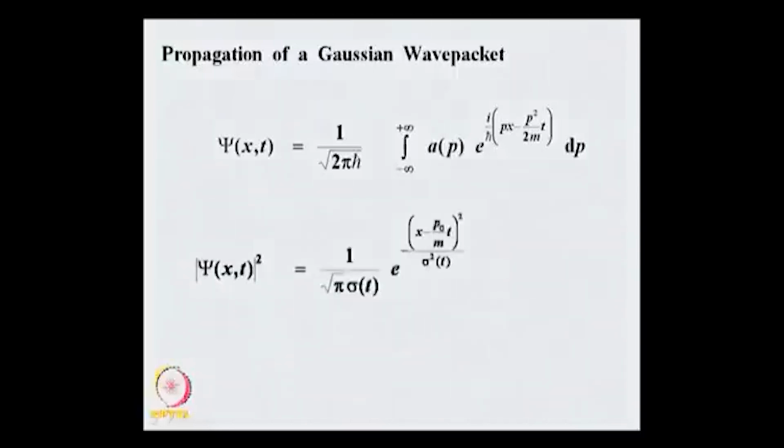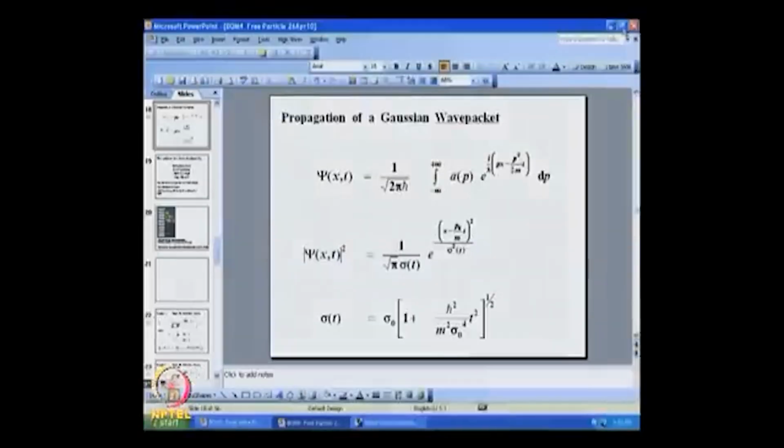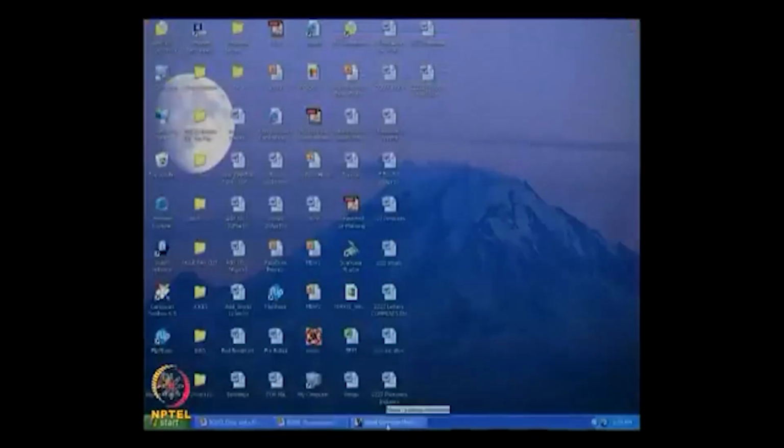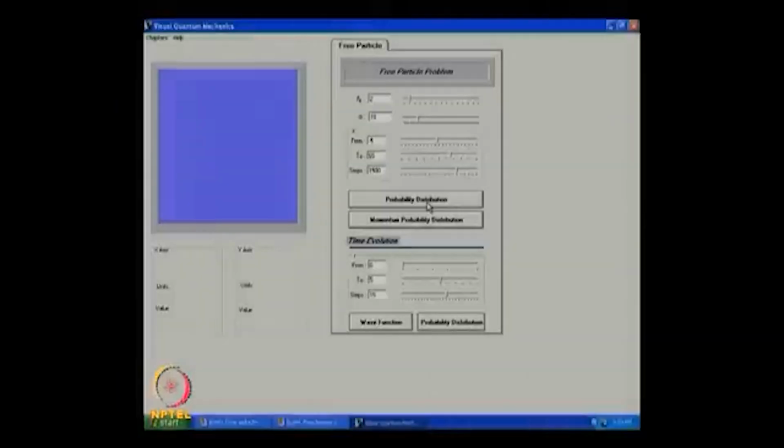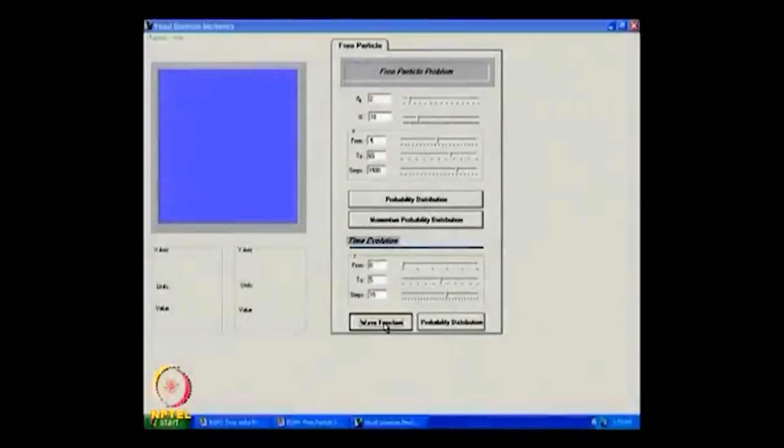So, if I substitute the expression, then I will find that the evolution of the wave function is something like this. Now, let me show you a software. We conclude this lecture by showing you a software that we have developed, and we assume a certain width and we consider the time evolution of the wave function. This is the real part of the wave function. Let us do it in 150 steps, so that you can see this slowly.